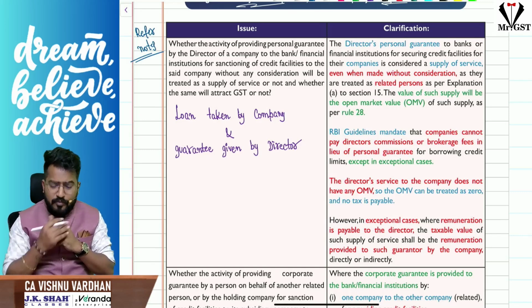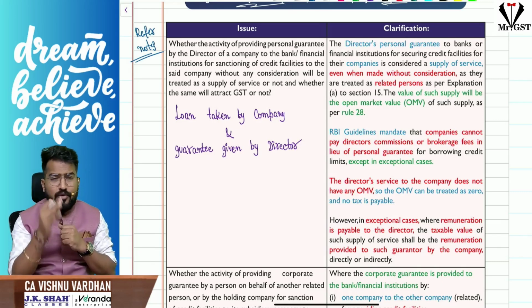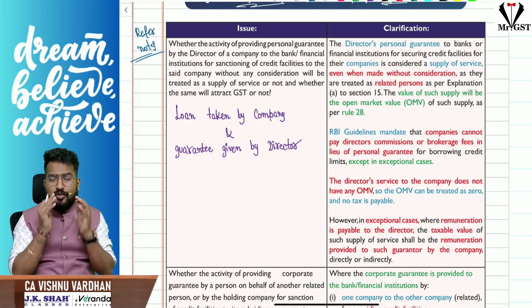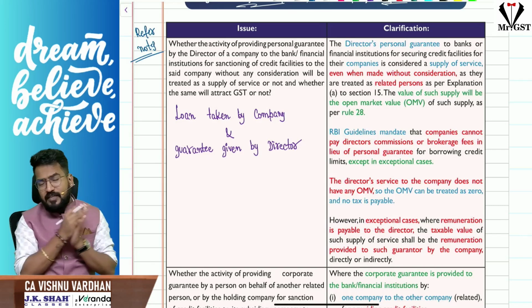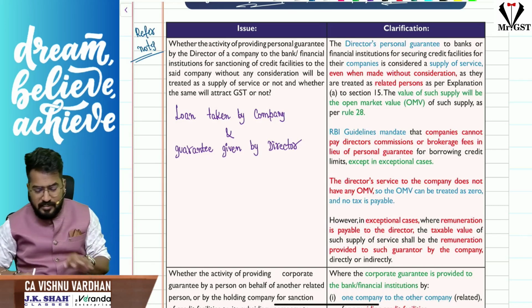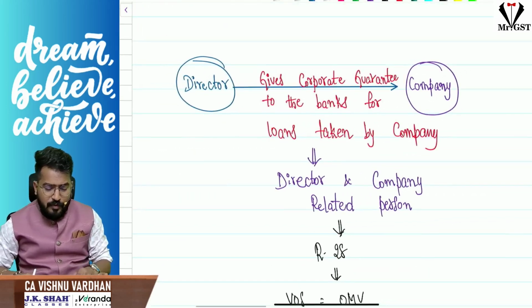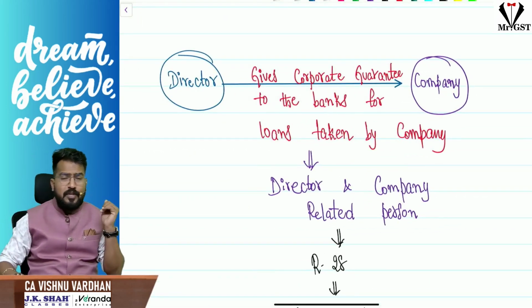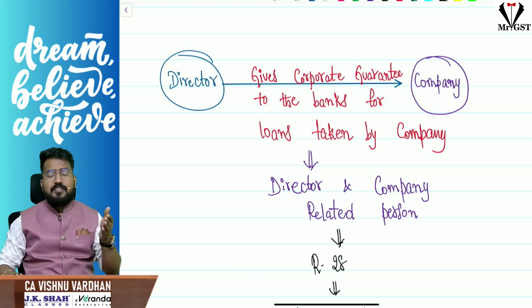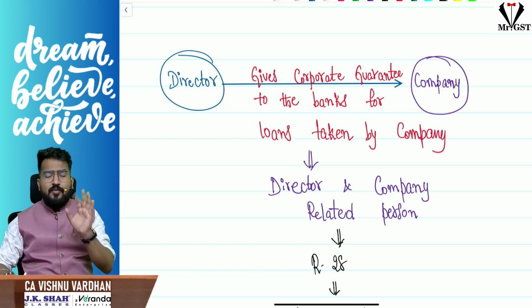Value of supply, when a related person situation comes into the picture, Rule 28 will apply. So Rule 28 is being amended here, and there is a clarification as well. Let us see that. Sir, when a director gives a guarantee to the banks for the loans taken by the company, what is the value of supply in such cases?